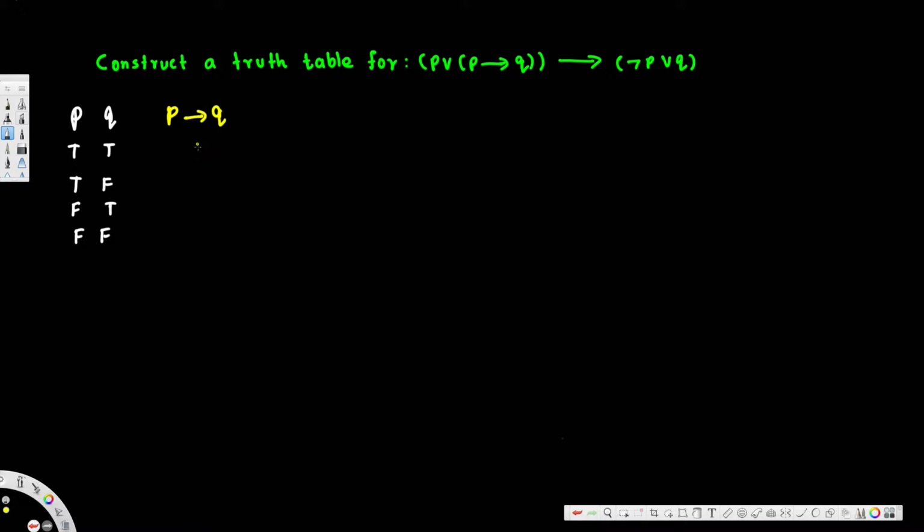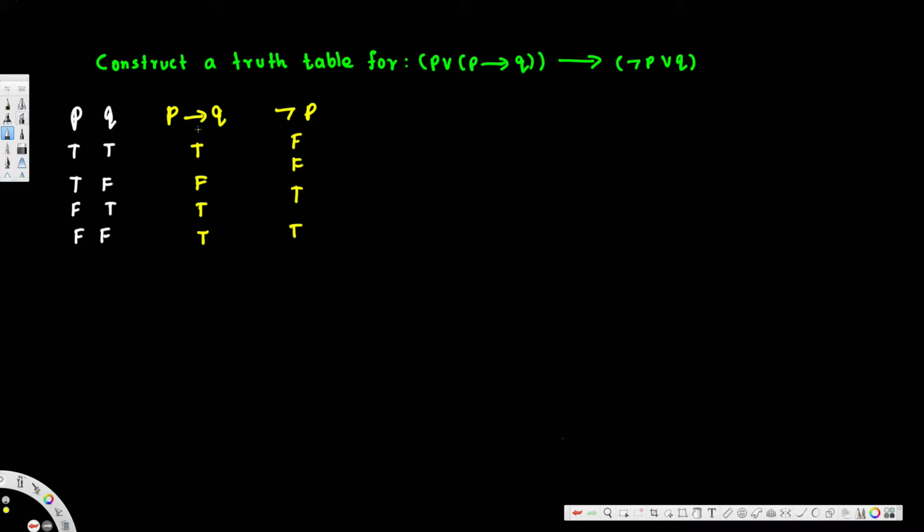So both of them are true, this is true. First one is true, so if P then Q. If P is true and Q is false, this is going to be false. And false true is going to be true. False false, it's true. Now not P is the negation of P. So whatever the P we have, we just have to write the opposite one. So true true, that's going to be false false right here. And false false, that's going to be true true.